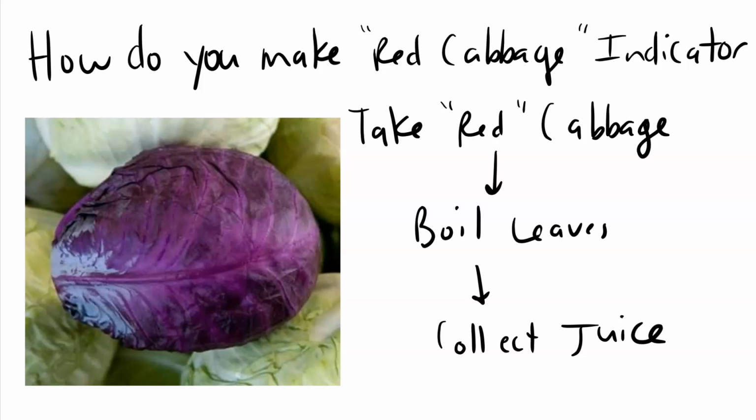So how do you make red cabbage indicator? Well, you basically take the leaves of the red cabbage, which is actually purple, and you boil them down into some water. And the water that you collect is actually sensitive to pH and will change colors based on the pH of the solution.